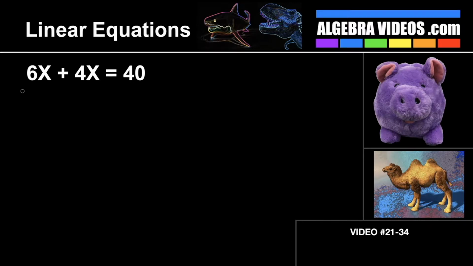Okay, 6x plus 4x equals 40. I wonder how we work a problem like this. The first thing is, I want to let you know that if you're worried about the big scary words on this algebra problem of linear equations or something like that, you don't have to worry about the big scary words.